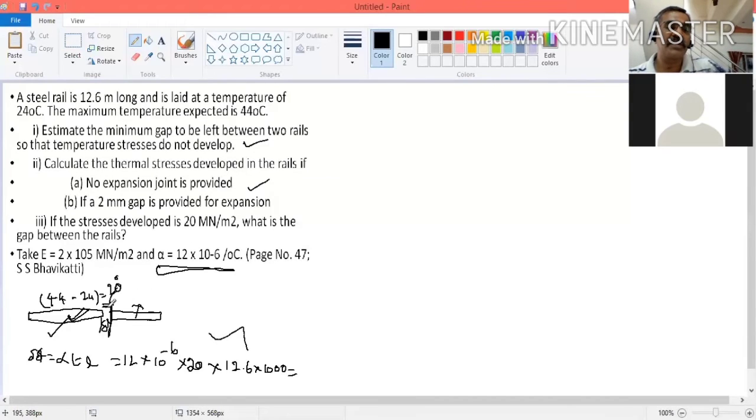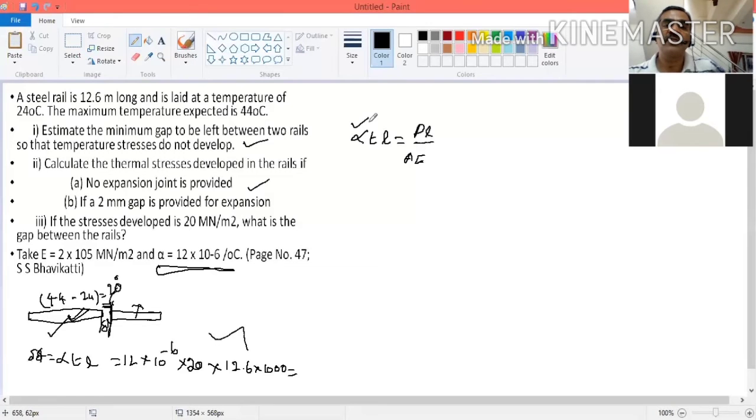There is no gap provided. So if no gap is provided, all this will be converted into load. How much is it? That you also can calculate. You have to equate the deflection equation. This is deflection due to thermal stress, and this is deflection PL by AE, which is deflection due to load.